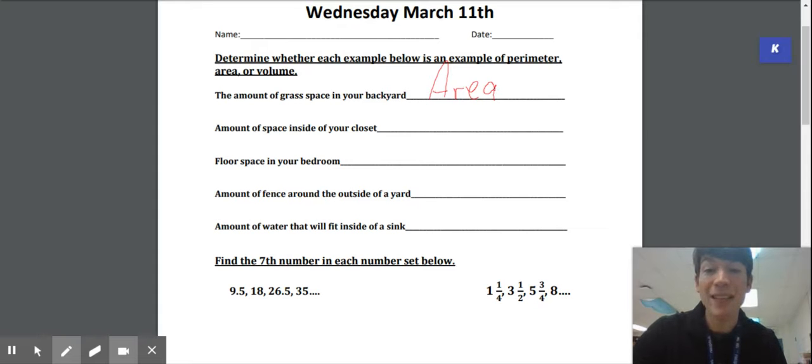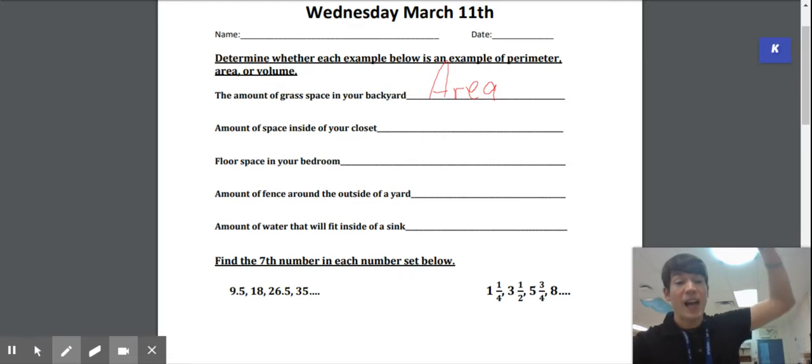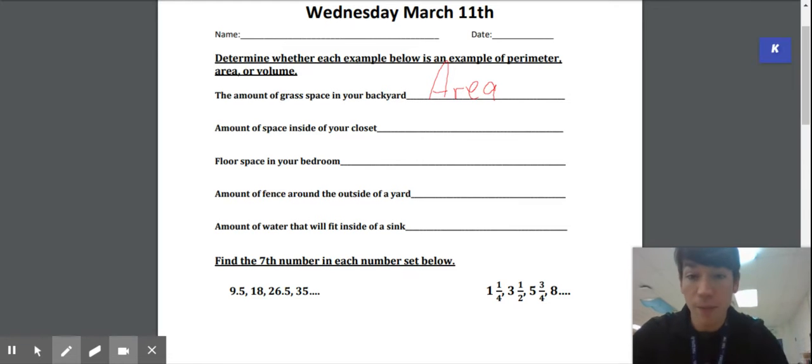The amount of space inside of your closet, that is going to be a three-dimensional space because you have room to fit things inside of your closet, and you also have a height there. So the amount of space inside your closet is going to be an example of volume.